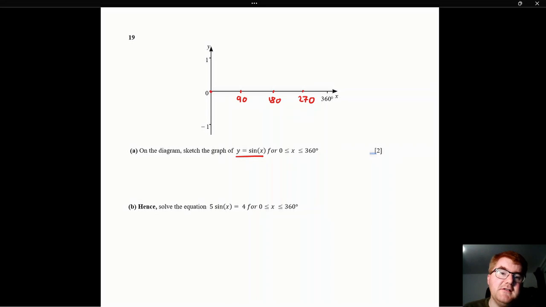We start at 0, 0 for sine. We go up to 1 at 90. We come down to 0 at 180. We go down to minus 1 for 270, and then back up to 360 at 0. So make sure you've labeled the key points here and make sure you've got a nice smooth graph.